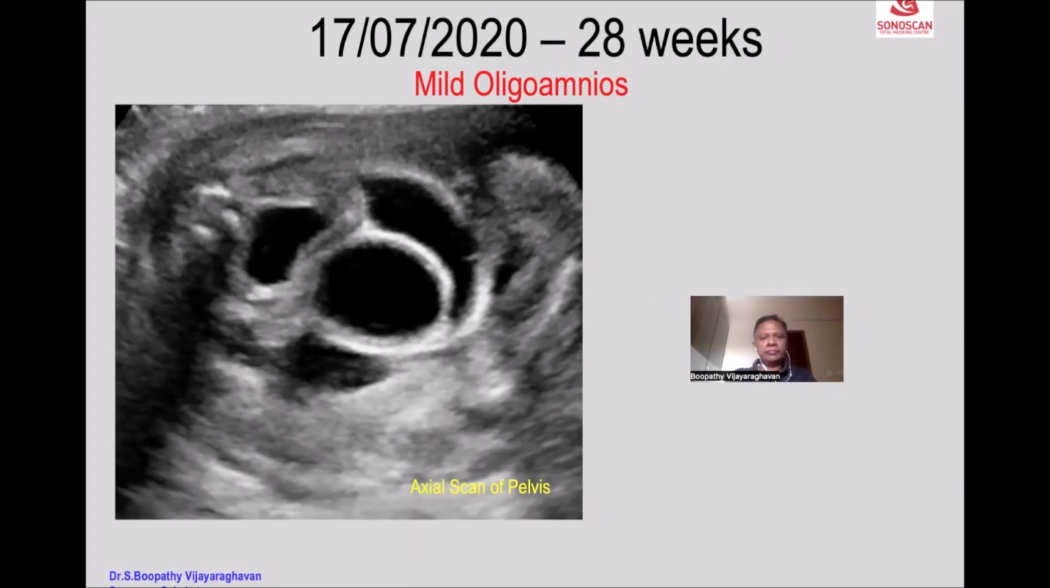Hi, this is another case scenario in image to diagnosis. This was an axial scan of the fetal pelvis at the gestation age of 28 weeks, and which showed mild oligohydramnios. And this is the axial scan of the pelvis. And you see fetal ascites, and you see two cystic structures in the fetal pelvis.